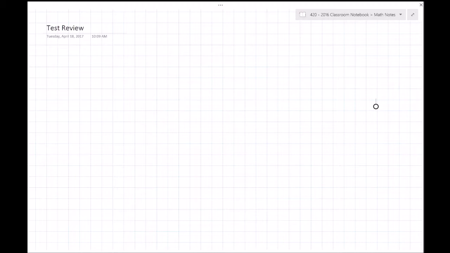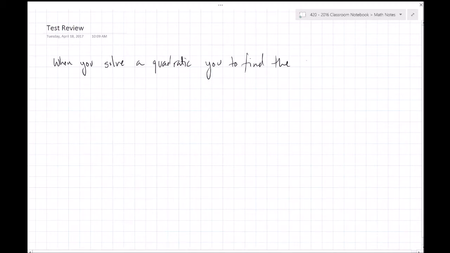Hello students, this is going to be a short test review on how to solve quadratics in a variety of methods. So the first thing to remember is that when you're solving a quadratic, you are trying to find the value of x when y is equal to 0.